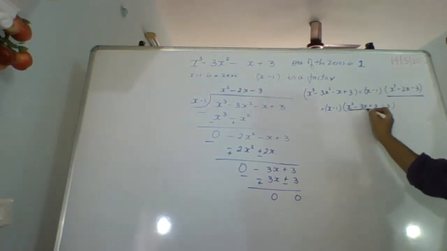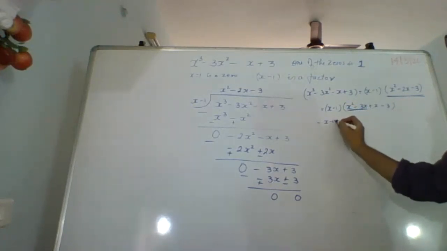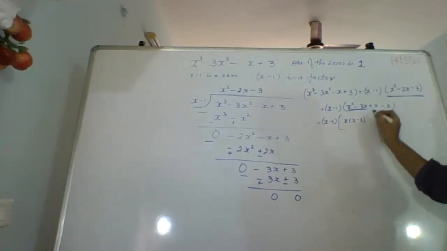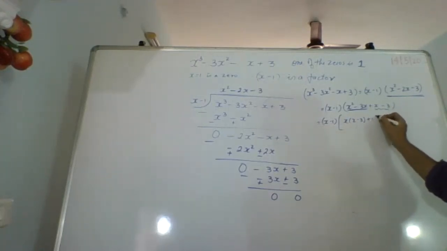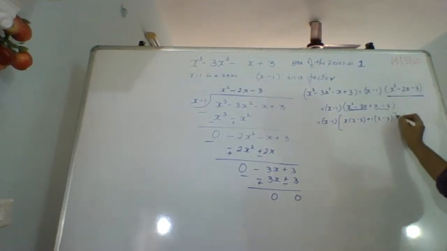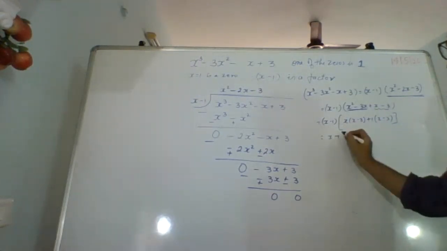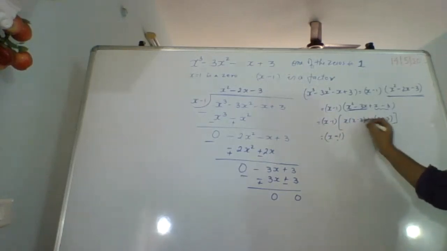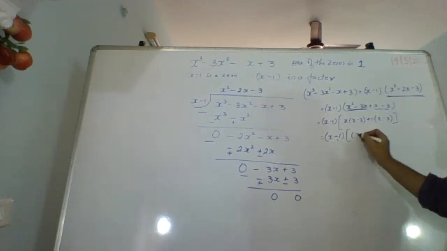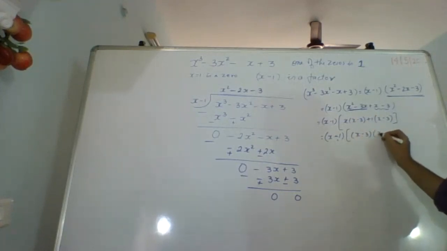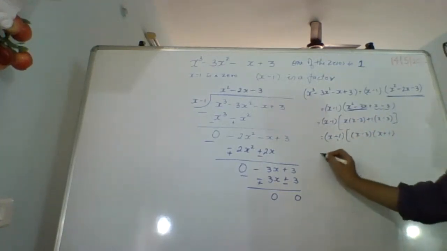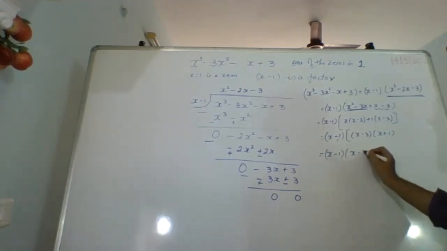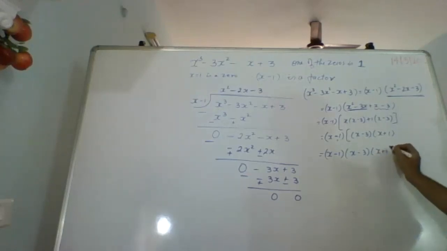From this, I can remove x common. So this will be x minus 1, x into bracket x minus 3. From this, nothing is common, so 1 into x minus 3. And from here, x minus 3 is common, and the remainder is x plus 1. So this is equal to x minus 1 into x minus 3 into x plus 1.